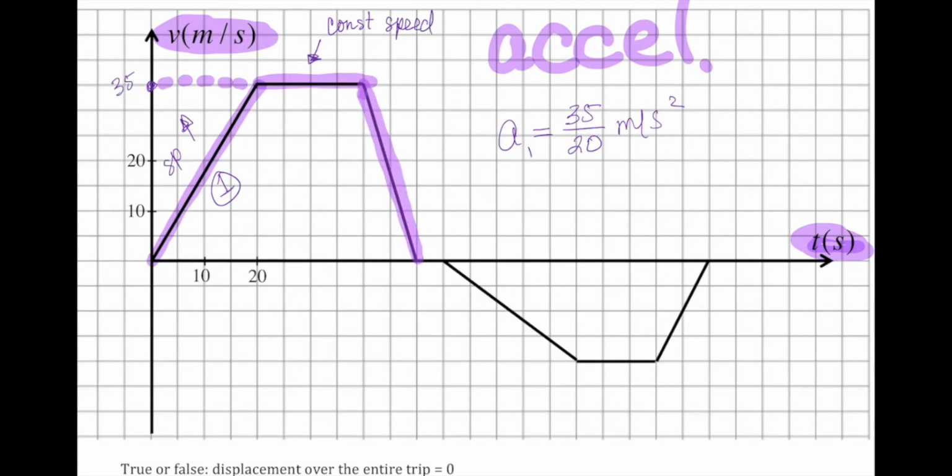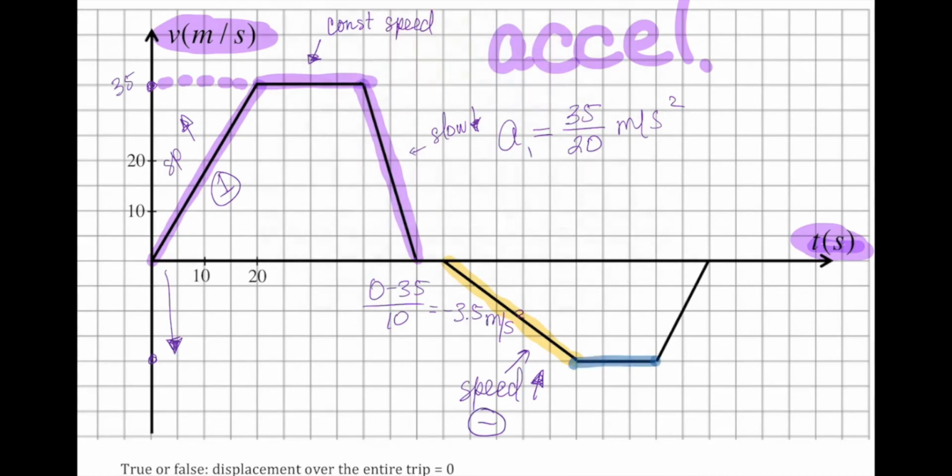Then I start slowing down because look what happens with my velocity. It was at 35 and it drops all the way to 0. So this would be slowing down, and acceleration is constant, and I could find it if I wanted. I would do 0 minus 35 over 10 seconds, and that would be negative 3.5 meters per second squared. Now what's happening here? I'm speeding up in the negative direction. My velocity changes from 0 to negative 20 meters per second. So this is speeding up in the negative direction.